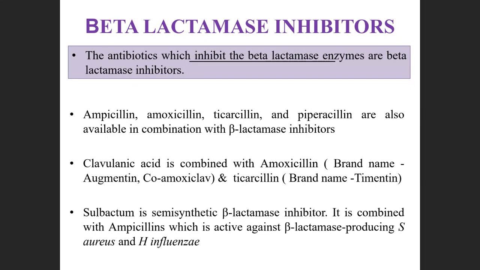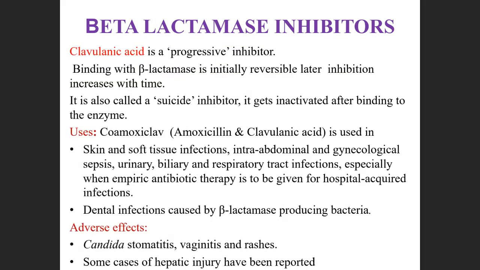Timentin. And sulbactam is a semi-synthetic beta-lactamase inhibitor which is combined with ampicillin, used against beta-lactamase producing S. aureus, or H. influenzae in the case of influenza, or in the case of beta-lactamase producing S. aureus. In these cases, this combination will be given. Then the beta-lactamase inhibitor clavulanic acid is a progressive inhibitor. It is also called a suicidal inhibitor.